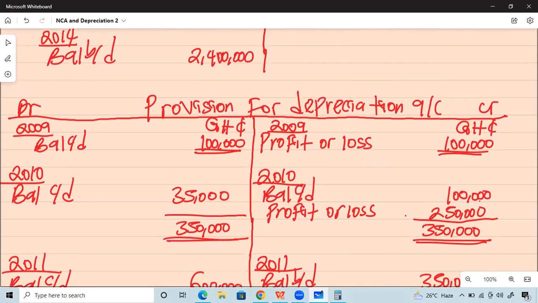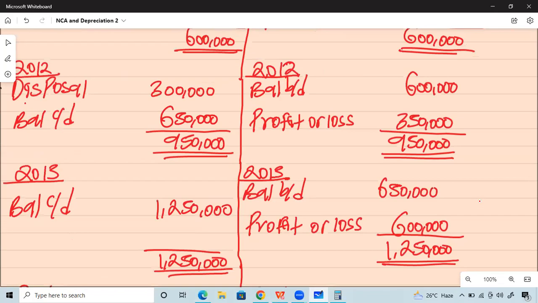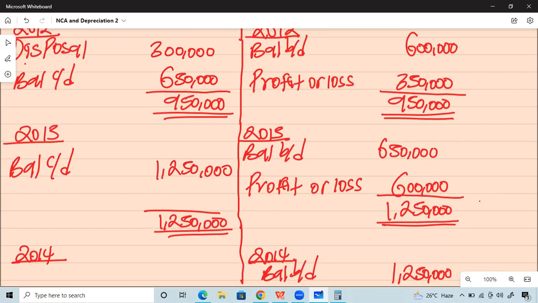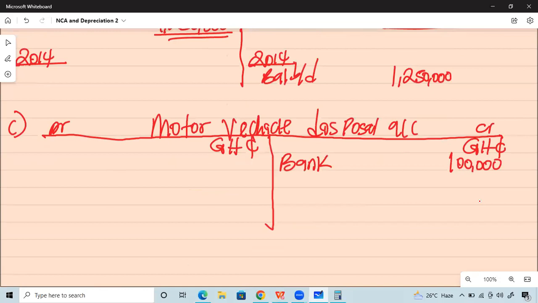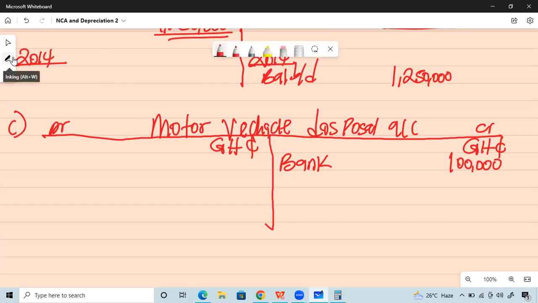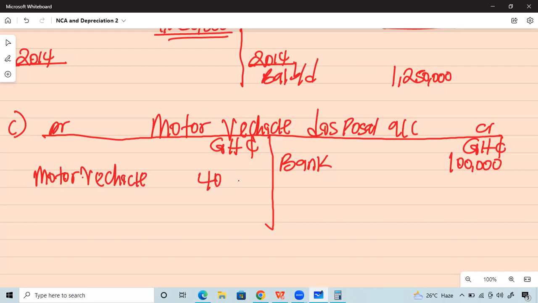So I'm going to say what? From where? The asset account, right? Which is the motor vehicle. So we'll just say motor vehicle. If you check the motor vehicle account, you are going to see 400,000.